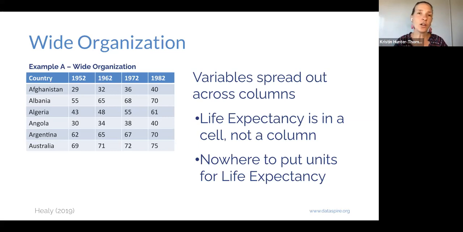This is jargony, but we call it wide in this format, where our variables are spread out across columns. Here the variable that we're looking at is year. And there are different years that we have information for: 1952, 1962, 72, and 82. So that one variable of year is actually spread out across multiple columns. And then often down our left-hand side is one variable that we're really interested in. Here it's country. And then a third variable is embedded within the cell. So here it's life expectancy.